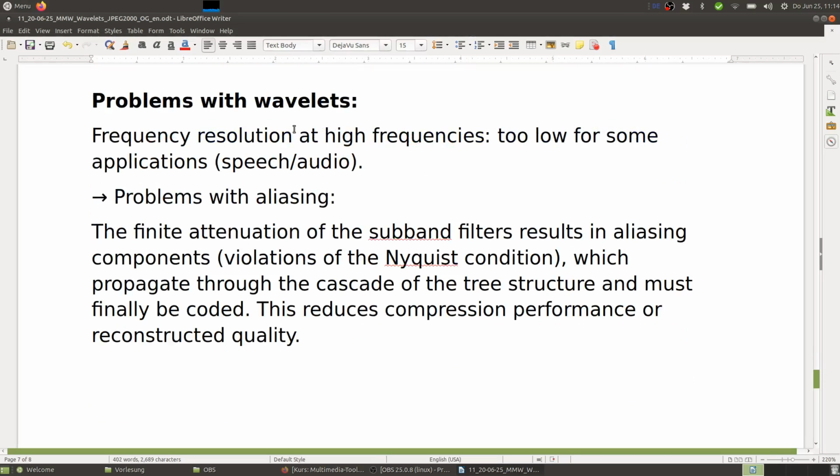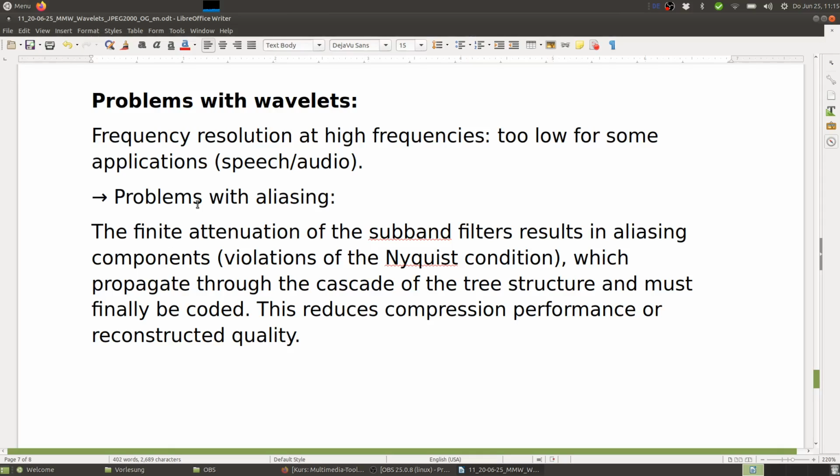Yeah, so then there are also problems with wavelets. That's why they are not used universally. The frequency resolution at high frequencies is too low for some applications, like speech and audio. Right? For images, most energy is concentrated near DC. This is not true for speech and audio. Right? And then also we have problems with aliasing.